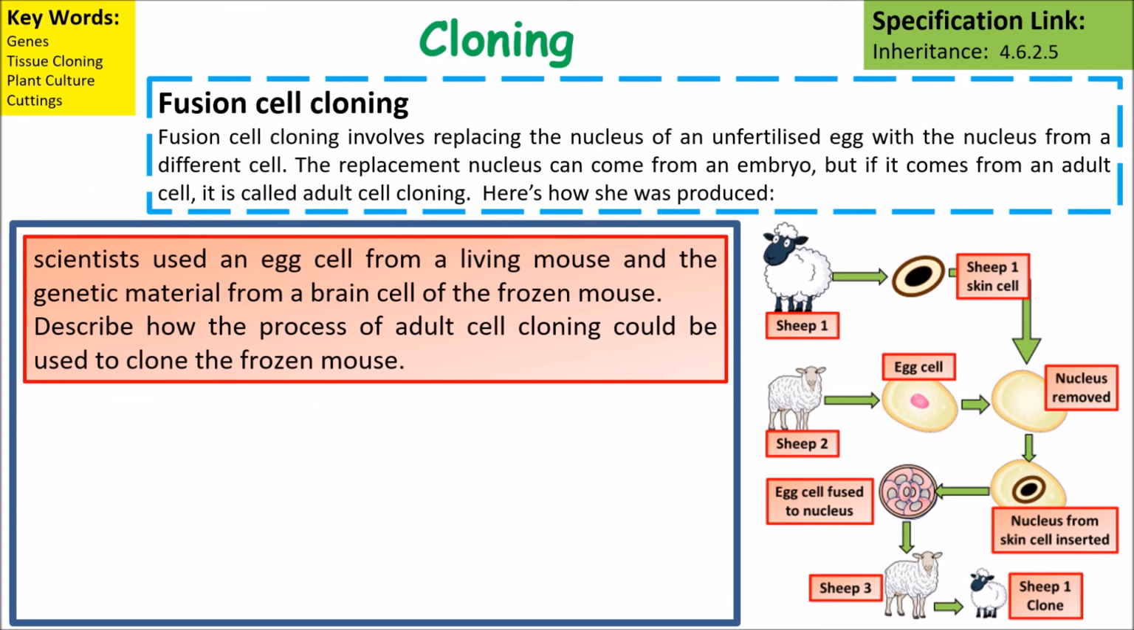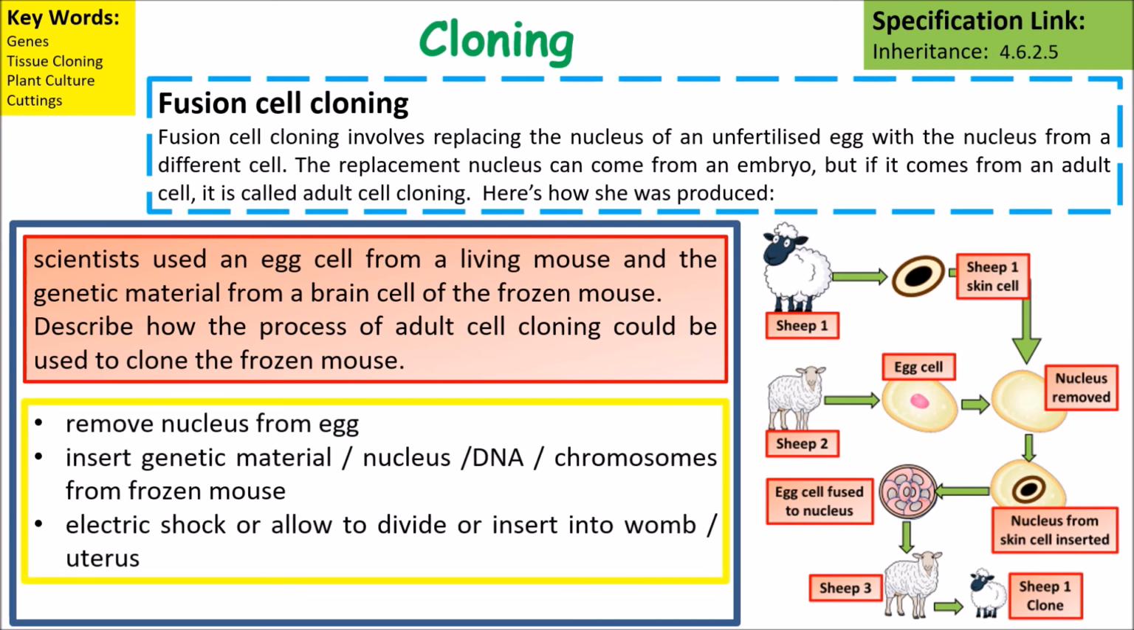Scientists use an egg from a living mouse and genetic material from a brain cell of a frozen mouse. Describe how the process of adult cell cloning could be used to clone the frozen mouse. The key things that we need to talk about are that we're removing the nucleus from the egg, we're inserting the genetic material, the chromosomes, from the frozen mouse, and we need to give it a little electric shock in order to fuse the cells together and get them to divide, and then insert them into the womb or uterus of a surrogate mother.